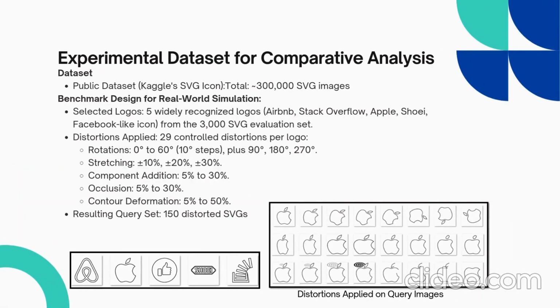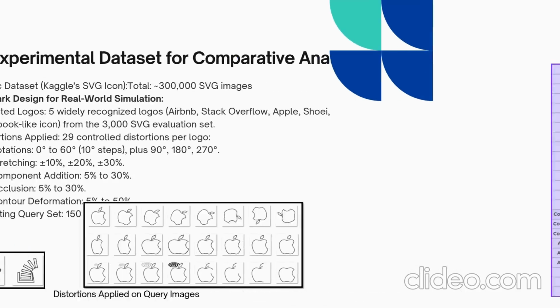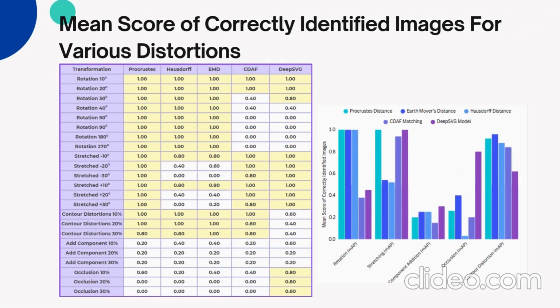We selected 5 widely recognized logos and applied 29 different controlled distortions to each, covering rotation, stretching, occlusion, and more. This gave us a query set of 150 distorted SVGs to rigorously test each method's performance. This chart and table show a detailed breakdown of performance. You can see clear strengths and weaknesses. For instance, most methods handle rotation perfectly, but in the occlusion category, DeepSVG clearly outperforms the others. This detailed analysis helped us understand the specific capabilities of each approach.